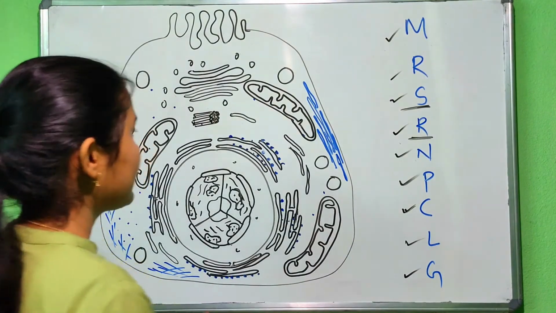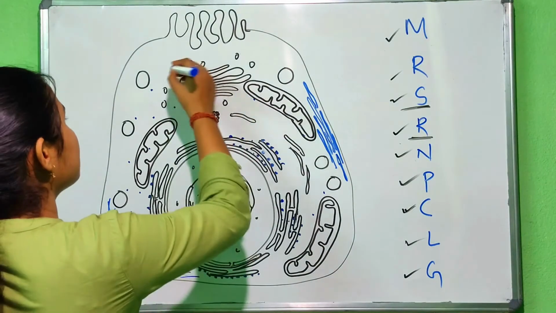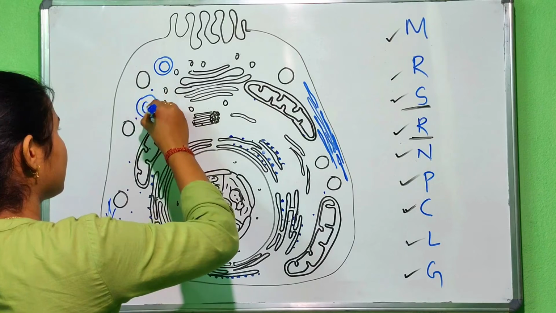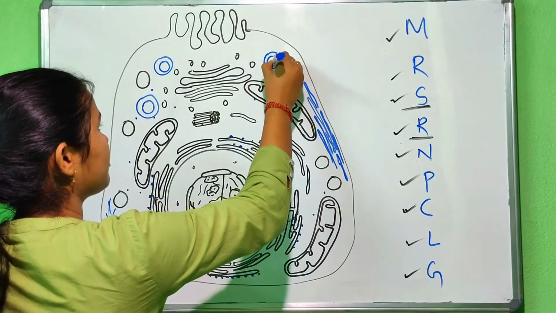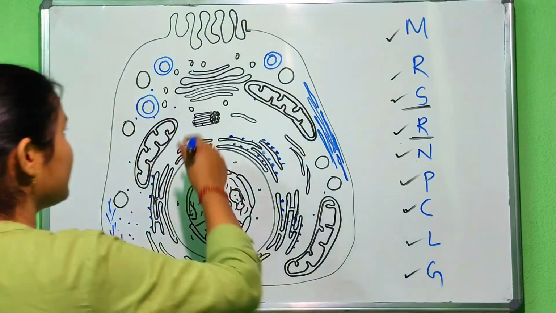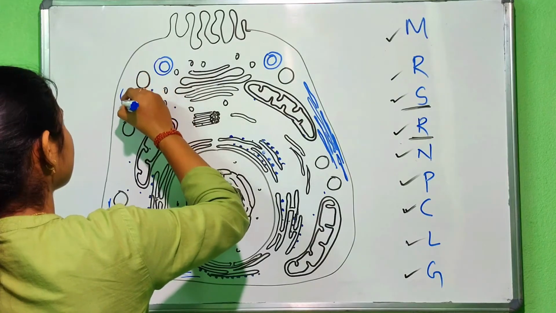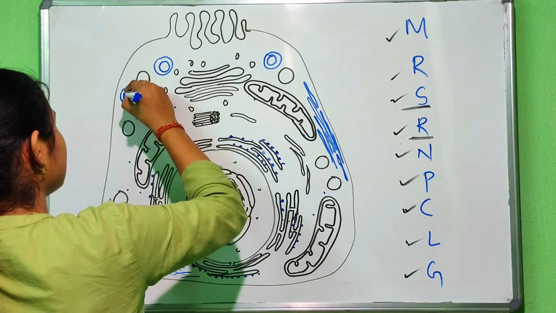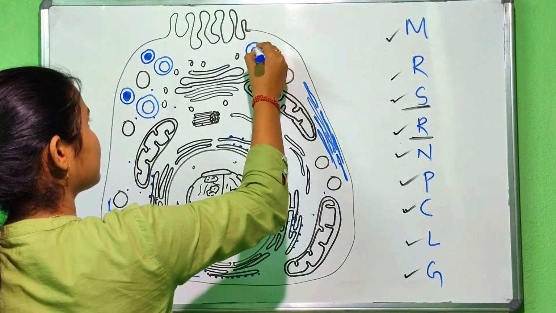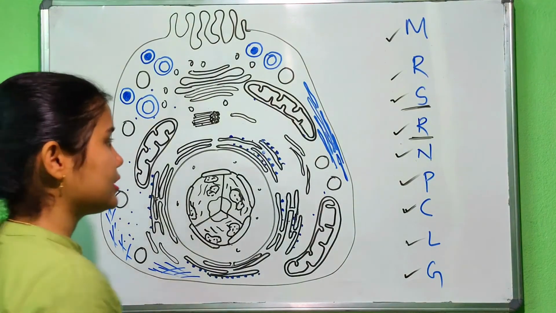Then come to the Golgi vesicles. So they are like this. These are the Golgi vesicles. And also there are some secretory vesicles. So let's draw them like this. These are the secretory vesicles. Okay, this much is the structure.